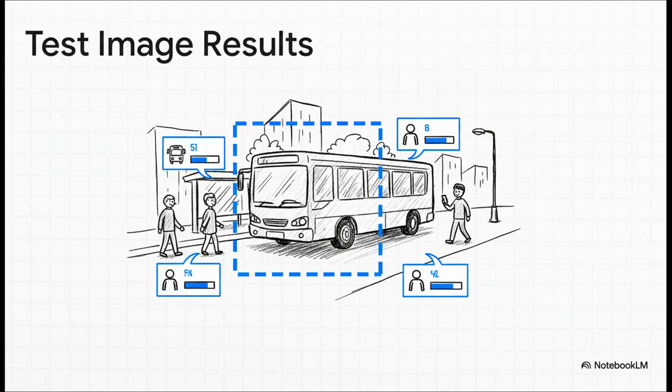And bam! The model nailed it. It correctly found one bus and 3 people, and for each one, it gives us the bounding box, the label, person or bus, and a confidence score telling us just how sure it is. It just flat out works.